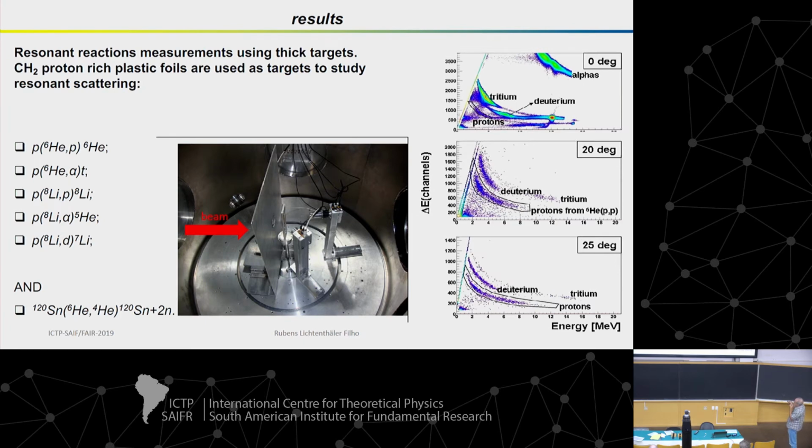So by detecting the protons, we are able to have an excitation function of the collision between the projectile and the target, which is proton in this case. So this is the kind of spectrum that we get. At 0 degrees, you can see that we still have contaminations. These alpha particles are contaminations. And you have the tritons, deuterons, and protons very well separated. If you go to larger angle, you get a cleaner spectrum.